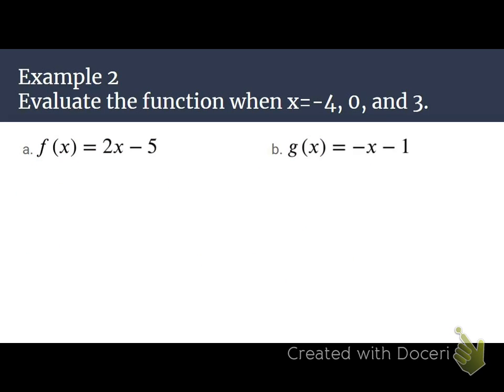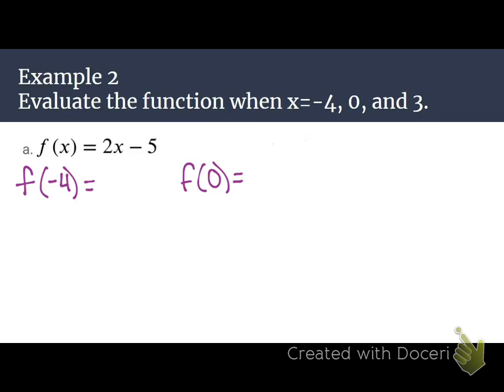So you're going to just focus on letter A. I'll bring B back in a minute. You're going to evaluate f at what numbers? Negative 4, 0, and 3. So I'm just leaving space to be able to do those. You're finding the function evaluated at negative 4, the function evaluated at 0, and the function evaluated at 3.